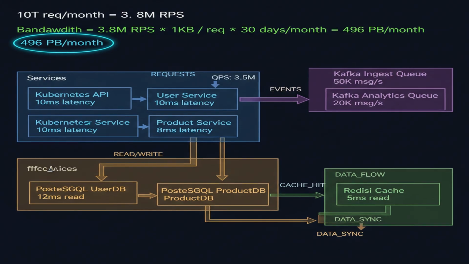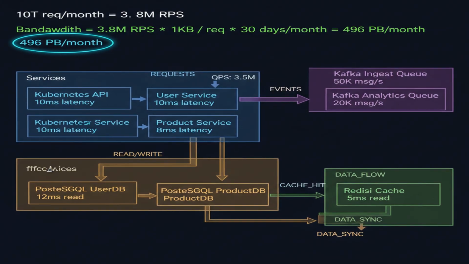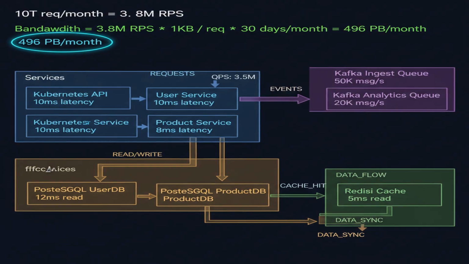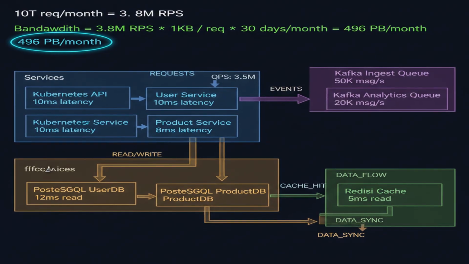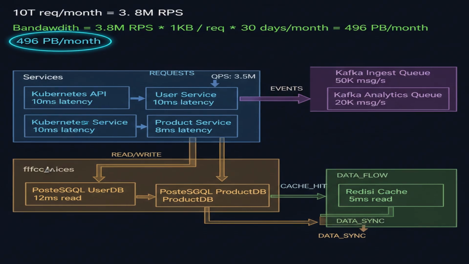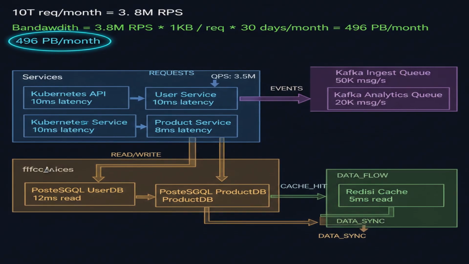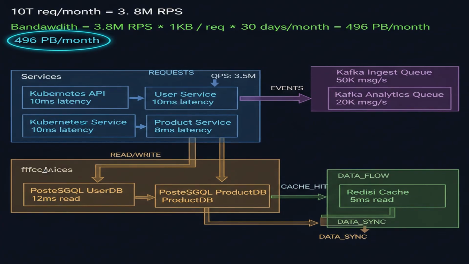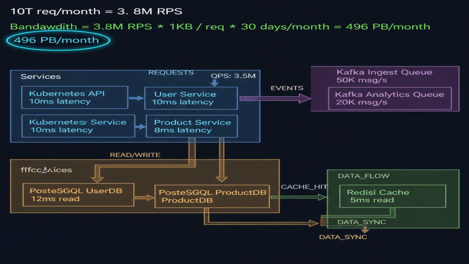Let's estimate our scale. Assume 10 trillion requests per month, which translates to roughly 330 billion requests per day, or 3.8 million requests per second, RPS. If the average response size is 50 KB, we need to handle 3.8 M times 50 KB equals 190 gigabytes per second of bandwidth. Assuming a cache hit ratio of 80%, our origin servers need to handle 20% of the traffic, which is still 38 gigabytes per second.